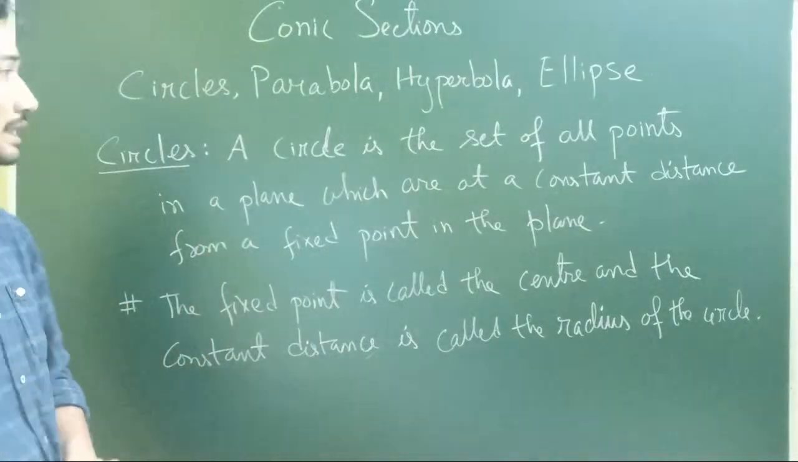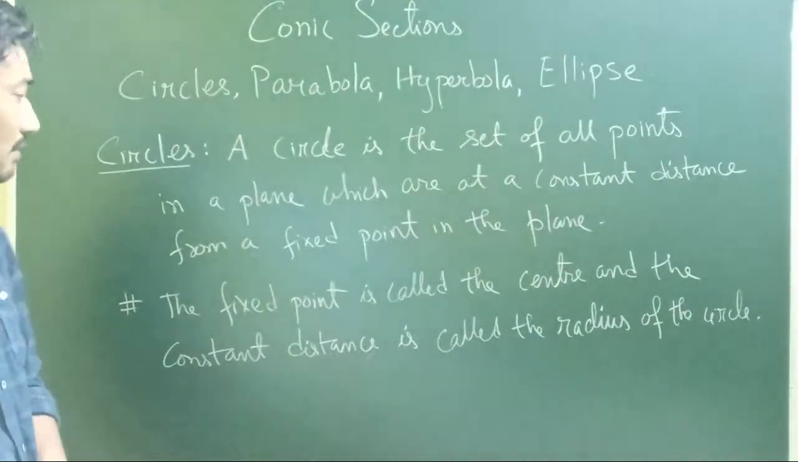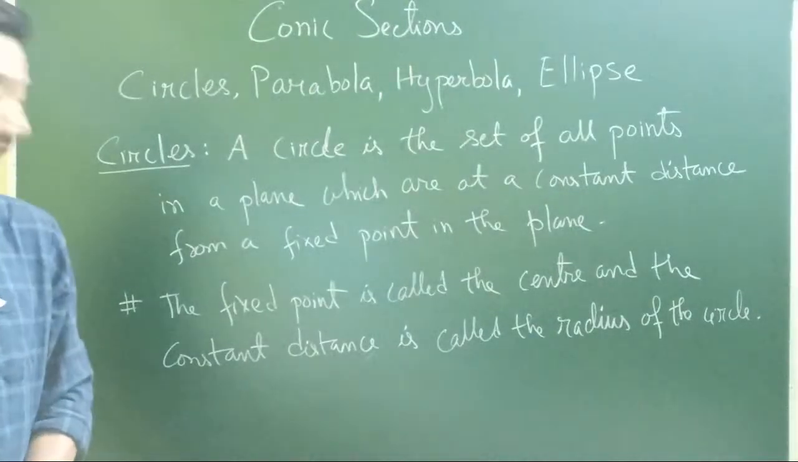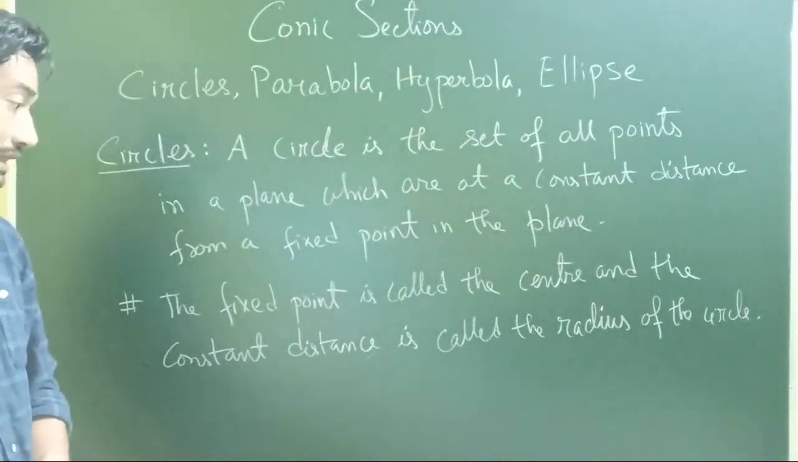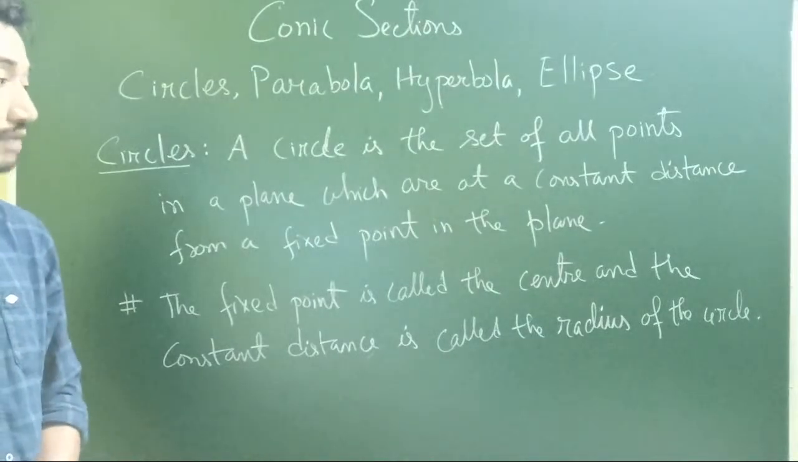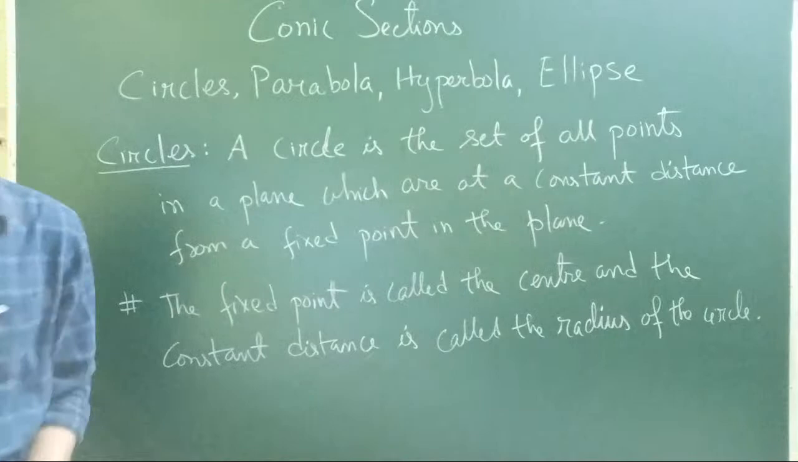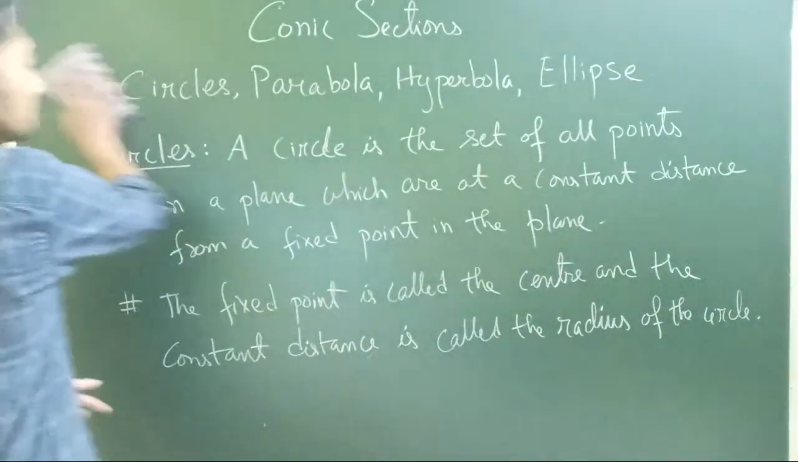A circle is the set of all points in a plane which are at a constant distance from a fixed point in the plane. The fixed point is called the center, and the fixed constant distance is called the radius of the circle. So that I believe all of us know. I hope that you've written it down. Now I'll just rub it off.